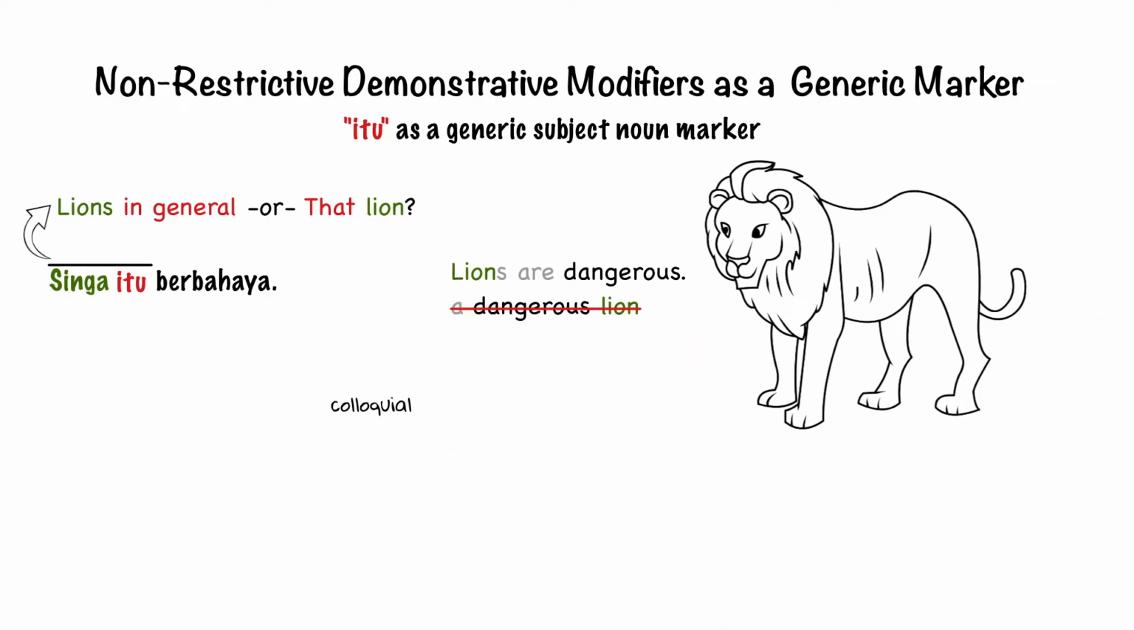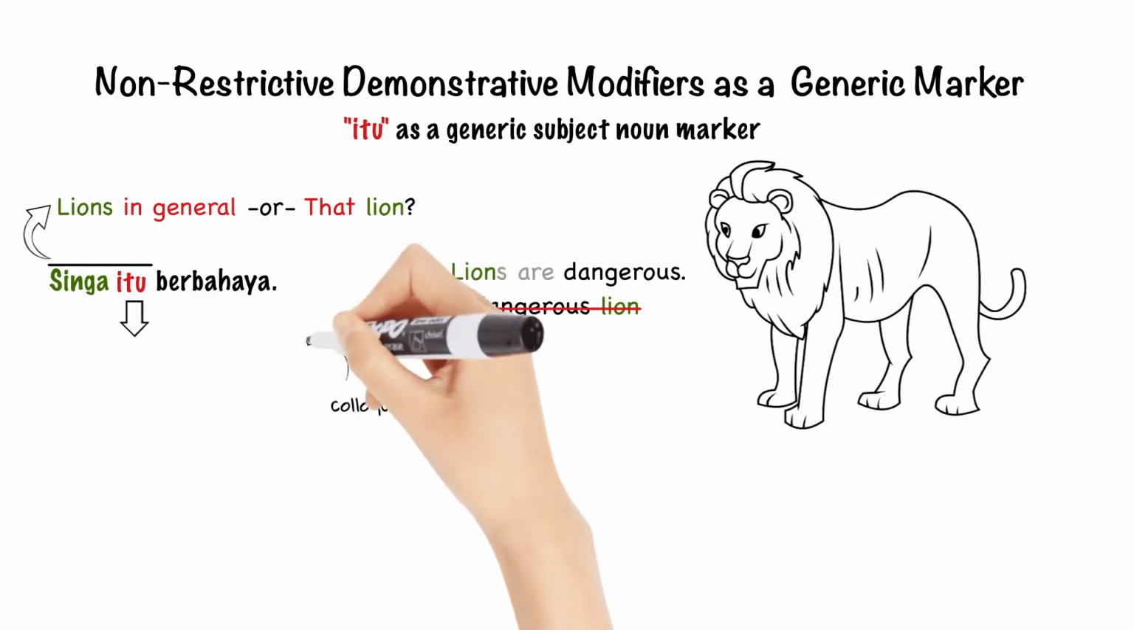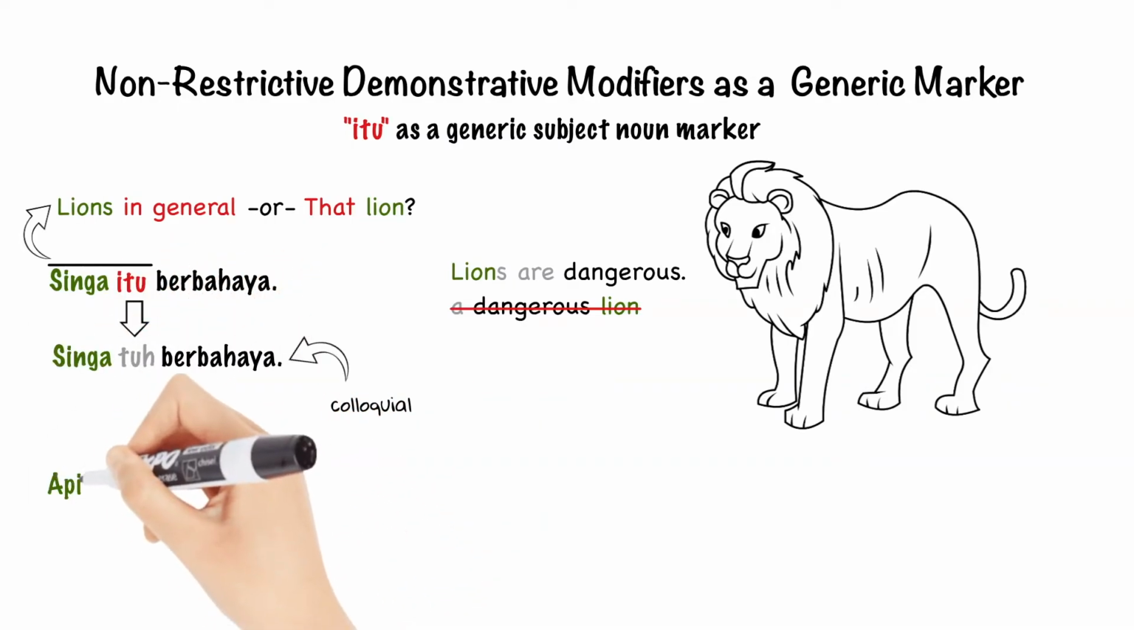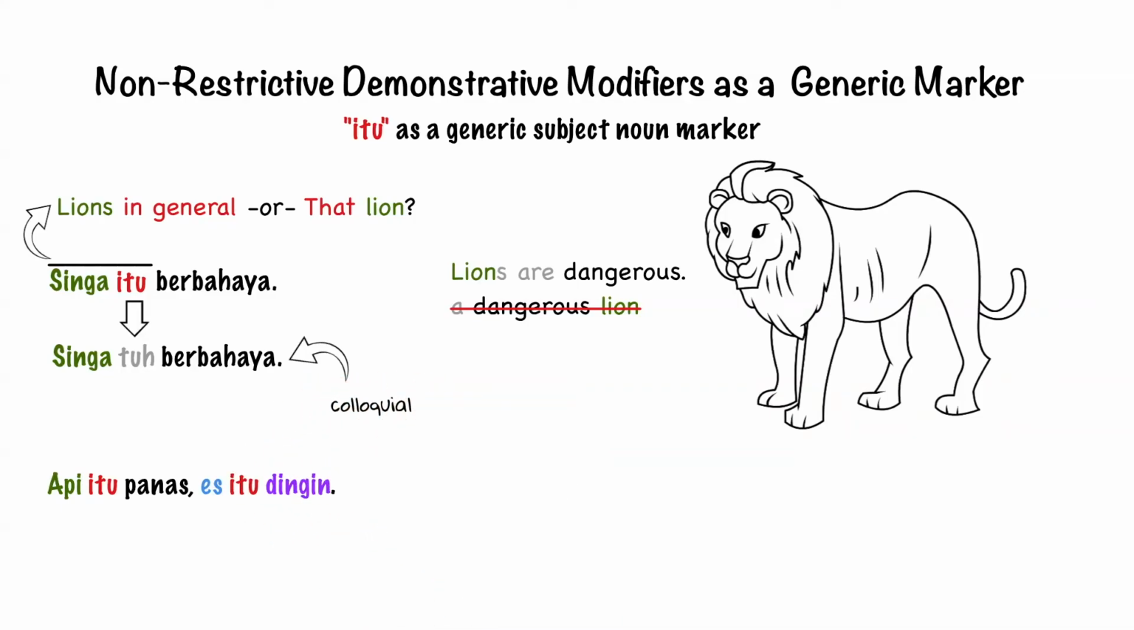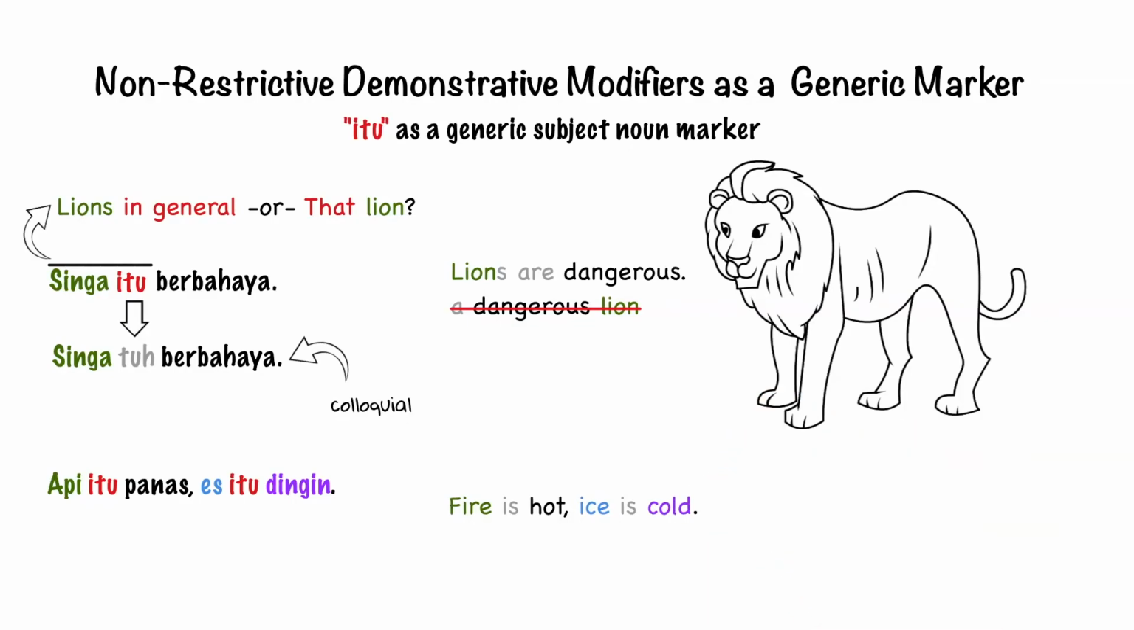In colloquial speech, even to make it more clear, we replace this demonstrative adjective itu with particle tuh, becoming singa tu berbahaya. Another example, api itu panas, es itu dingin, means fire is hot, ice is cold. In colloquial speech, api tu panas, es tu dingin.